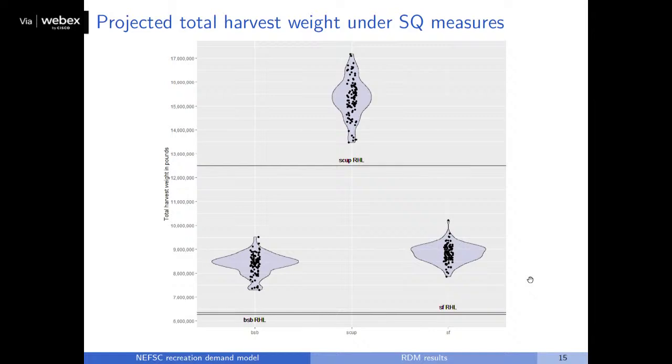From the figures, you can see that the full range of outcomes of harvest weight for each of the three species fell above the RHL for each species, which triggered management action under this percent change approach.